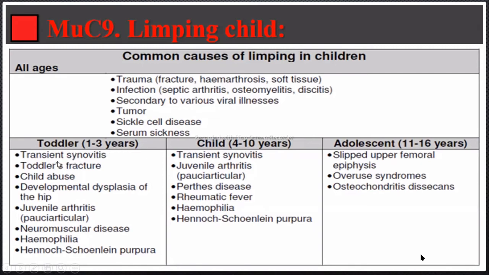According to the age in the scenario, if they give you a patient 1 to 3 years, think about transient synovitis, toddler fracture, maybe abuse, developmental dysplasia of the hip, neuromuscular disease, hemophilia, Henoch-Schönlein purpura. If the patient is 4 to 10, the most likely is Perthes disease. If you find in the scenario the patient is 4 years, 5 years, 6 years until 10 years, think about Perthes disease or Henoch-Schönlein purpura. Patient in the scenario more than 10 years, think about SUFE or think about overuse syndrome.